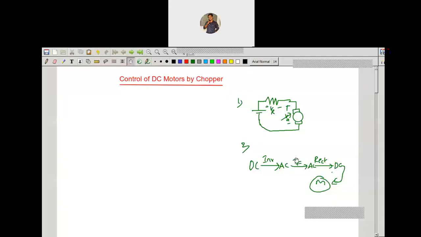The transformer itself is very bulky. This complete setup is very bulky and very costly also, and you are going to get a very slow response also, right? So it is also not an economical nor a suggested method.